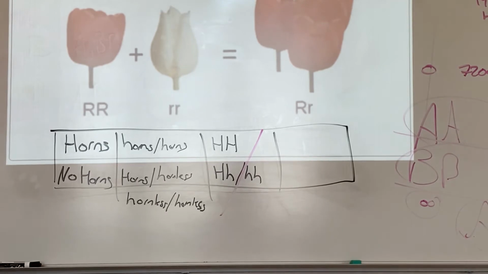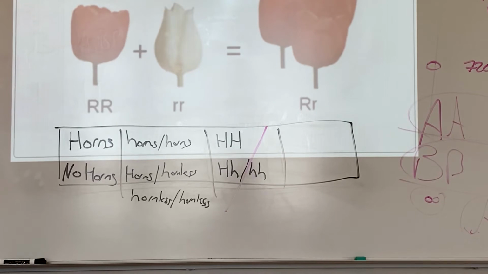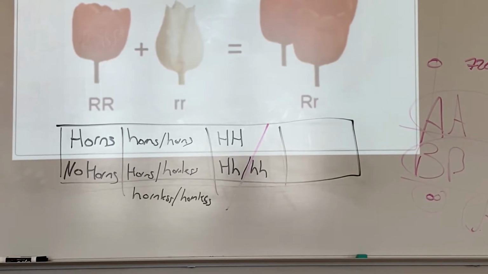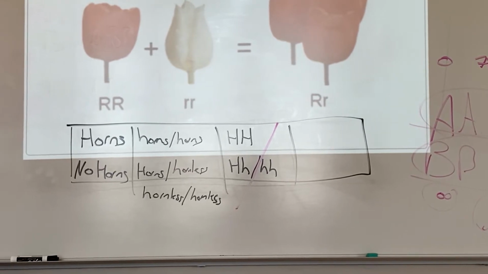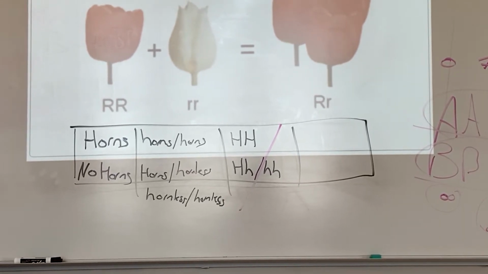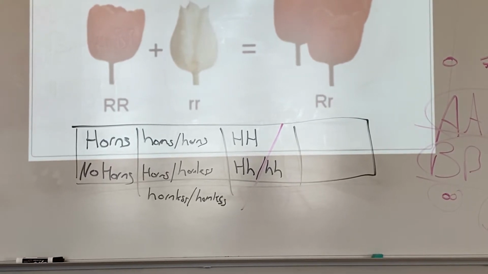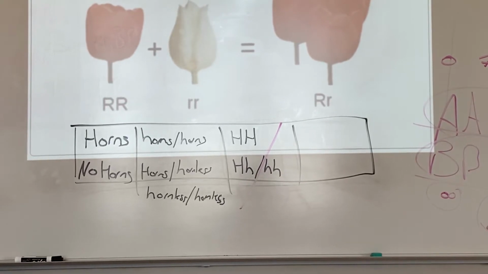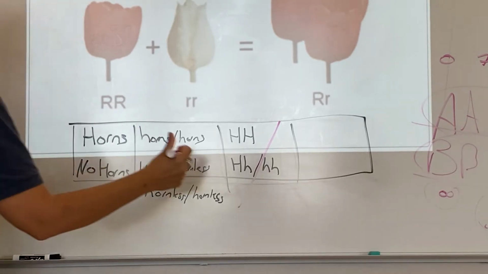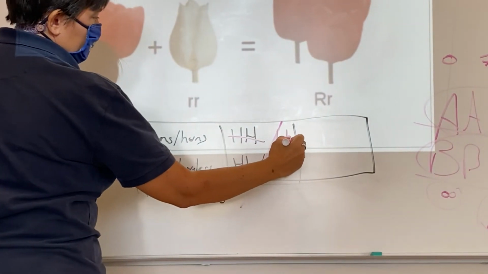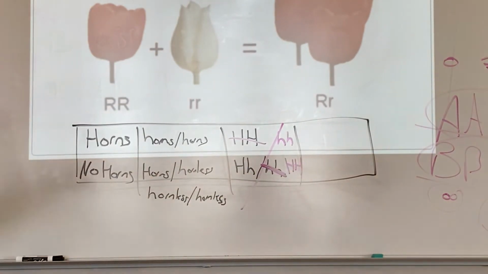Wrong. Why is that wrong? Why is that not right? Because if it's a capital H and a lowercase h, it will still have horns. No, it does not have horns. Oh. Which means capital H is no horns. Horns is the recessive trait. No horns is the dominant trait. That's a mistake a lot of people make.